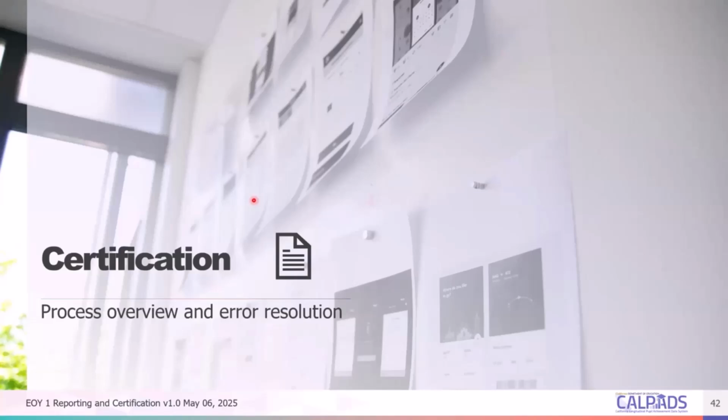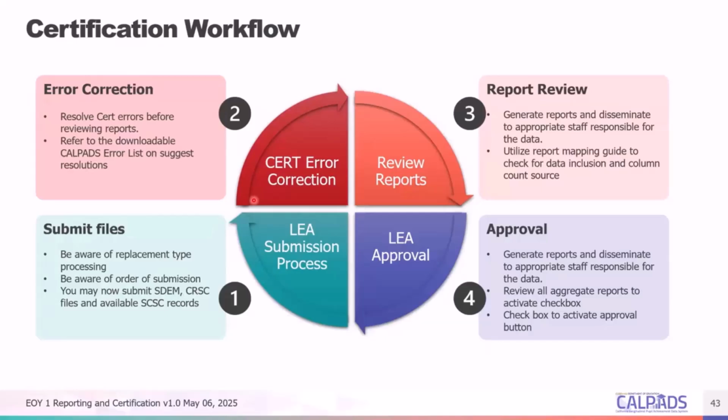All right. So once all of your data are in CalPADS for end of year, your next phase of the submission would be the certification process. So we will be discussing the submissions, how to resolve errors, and what the functionalities are that you need to expect in the certification process. So in general, here's the end of year one certification workflow.